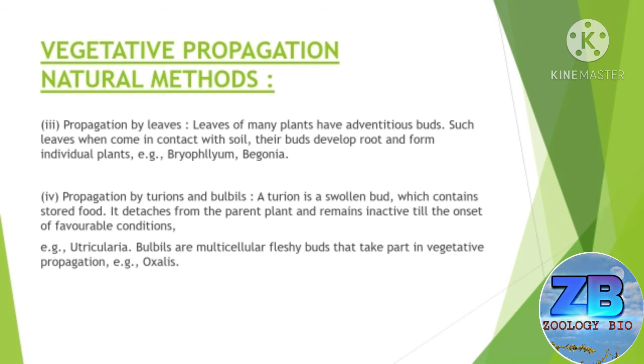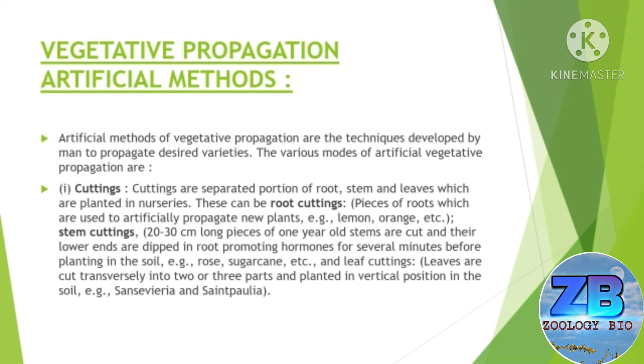The fourth one is propagation by turions and bulbils. A turion is a swollen bud which contains stored food. It detaches from the parent plant and remains inactive till the onset of favorable conditions, like Utricularia. Bulbils are multicellular, fleshy buds that take part in vegetative propagation, like Oxalis. Now the vegetative propagation, artificial methods.